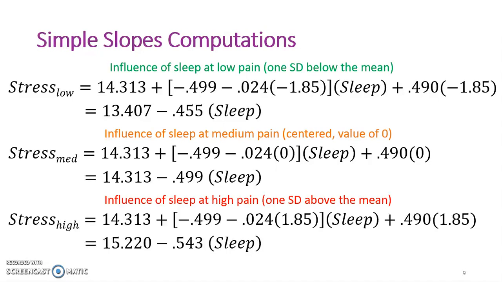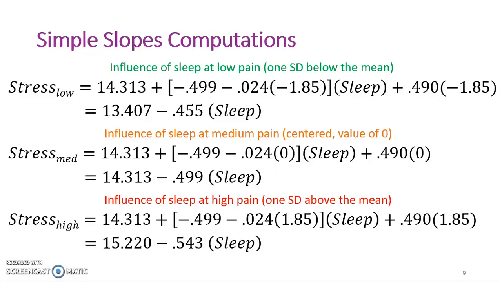Moving to the medium pain equation, I'm now plugging in a value of 0 because I'm using the centered pain variable. And so this equation does reduce, and I can see my slope and my intercept. My intercept is 14.313. It's a little bit higher. This would be the expected value of stress for medium pain and average sleep. And then I've got the slope, which is negative 0.499. And that is the slope relating sleep to the stress outcome at a medium level of pain.